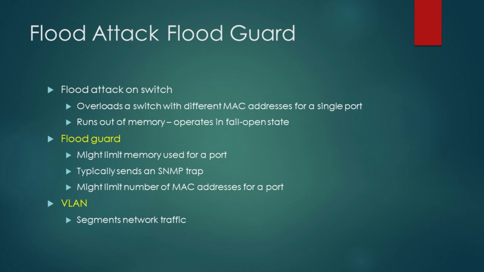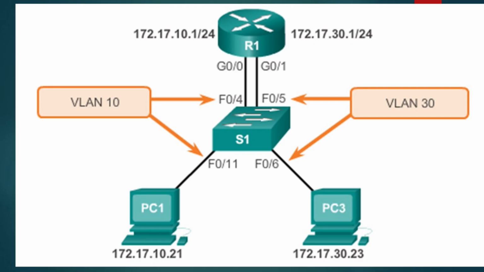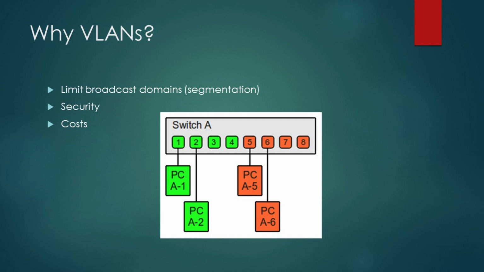The switch essentially gives up trying to be smart. It runs out of memory, can't store any more MACs, so it reverts to acting like a dumb hub. It enters a fail-open state and just floods all traffic out all ports. Ouch. So the segmentation the switch normally provides just disappears. Completely broken. Which brings us neatly to VLANs, virtual local area networks.